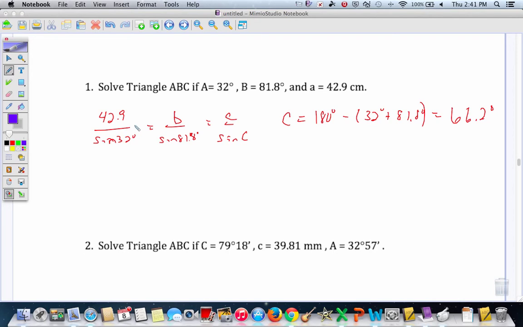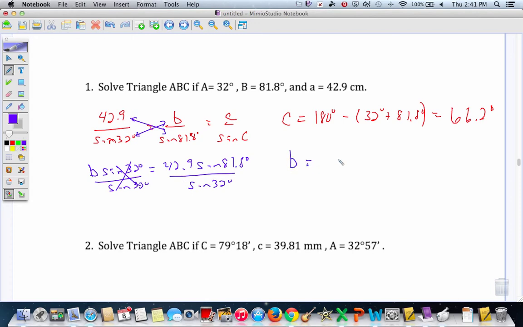From here, I'm going to cross multiply with our first two ratios, which create a proportion, and that will allow us to solve for side b. So side b times the sine of 32 degrees equals 42.9 times the sine of 81.8 degrees. Before I plug my information in the calculator, I divide by the sine of 32 degrees. That way I have b by itself. If I do that, I'll get side b to be about 80.13.